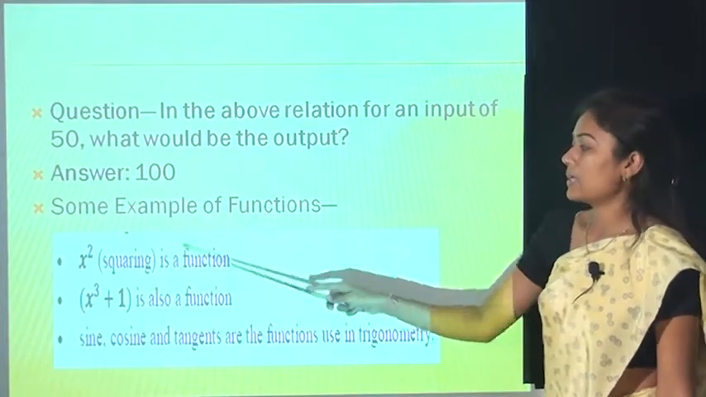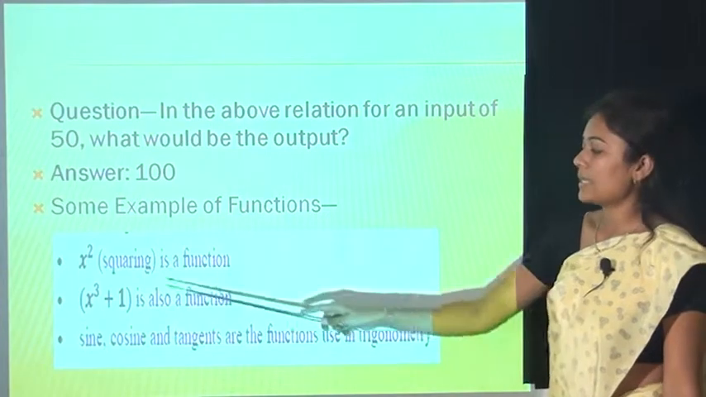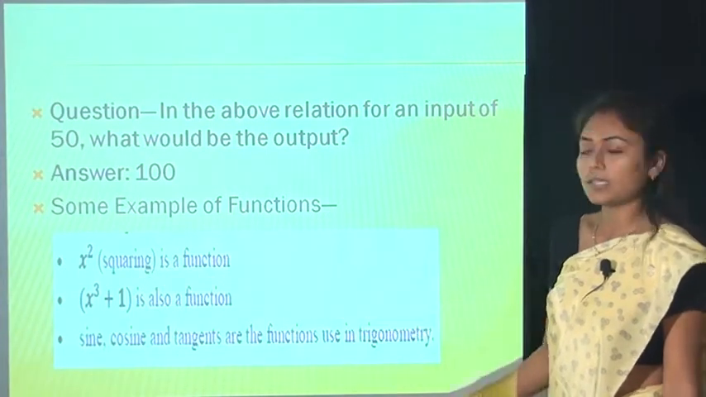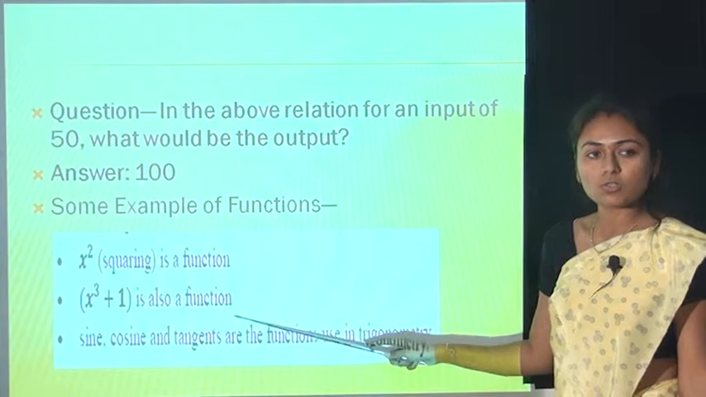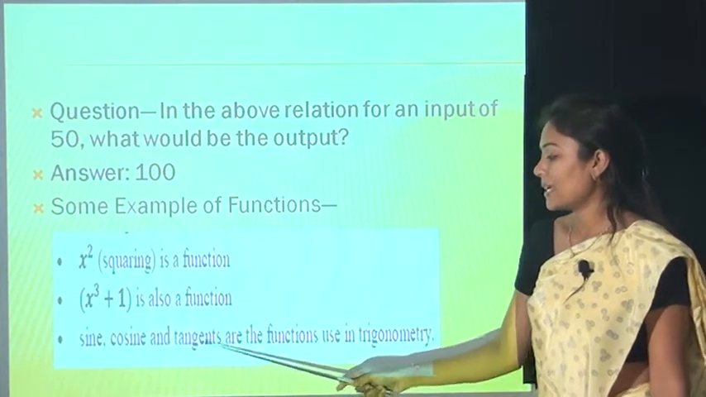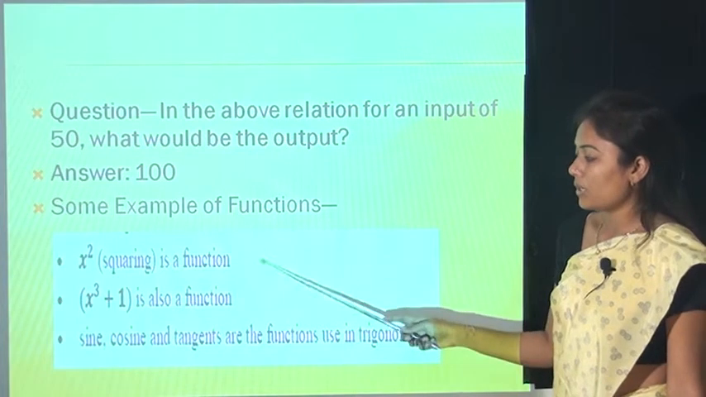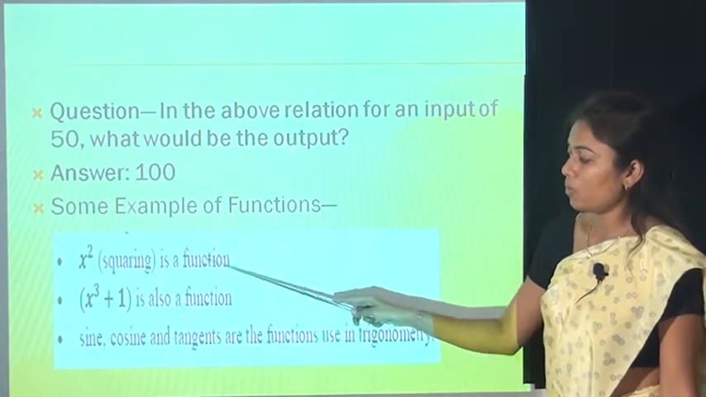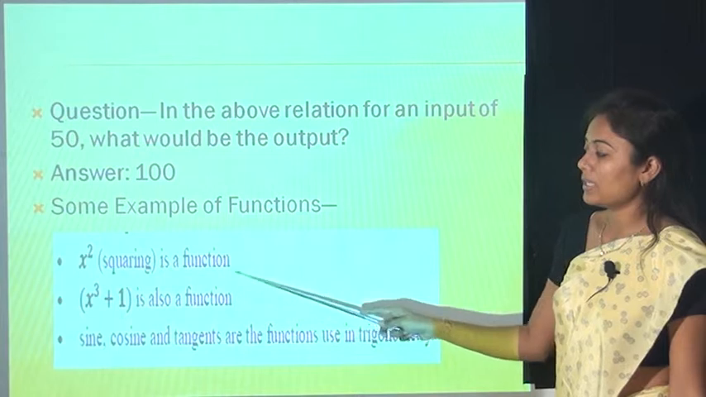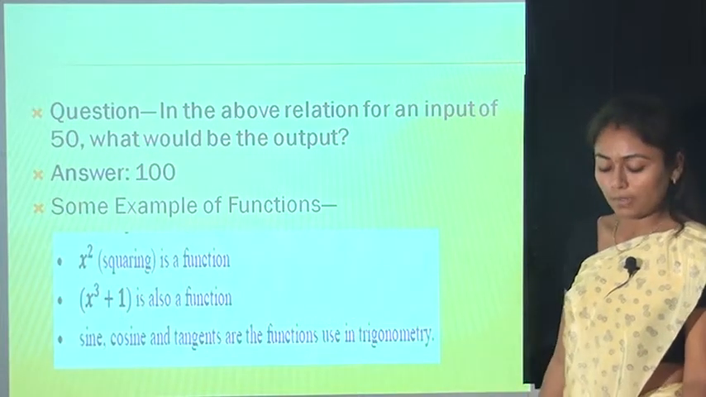Now there are some examples of a function. First, x square is a squaring function, x cube plus 1 is also a function. Sine, cosine, tangent are the functions used in trigonometry. There are many more examples of a function, but we discuss only three examples.